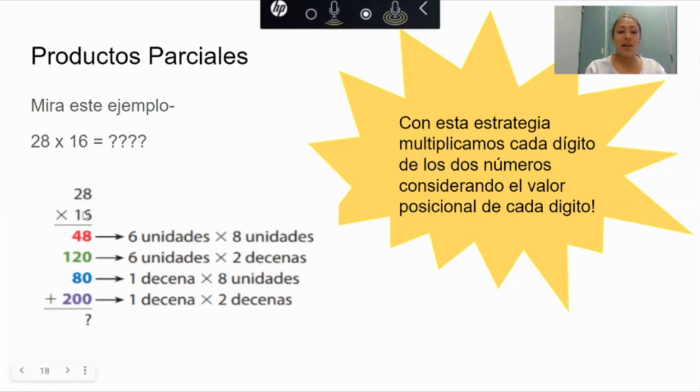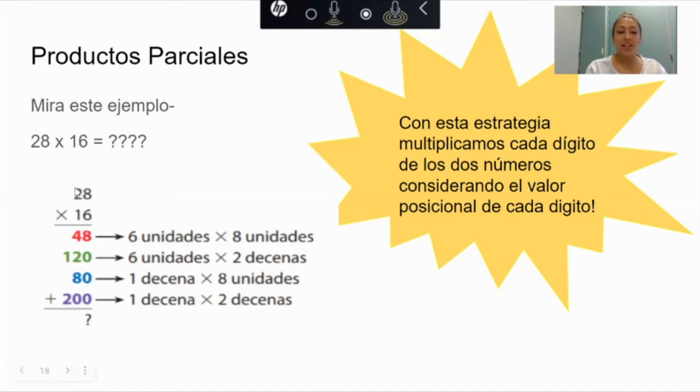Luego puedo moverme al próximo dígito aquí. 1 multiplicado por 8. Lo escribo aquí abajo. Una decena multiplicado por 8 unidades. Yo sé que esta es decena porque está a la izquierda de mi 6, como en la posición de valor de decena. Lo escribo debajo de 120, mi respuesta de 80.